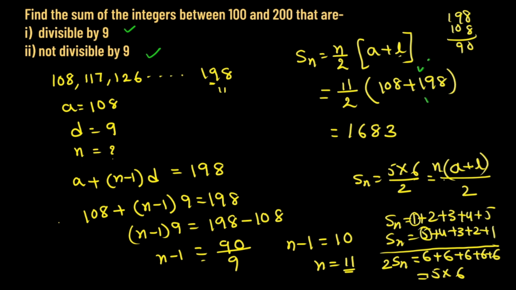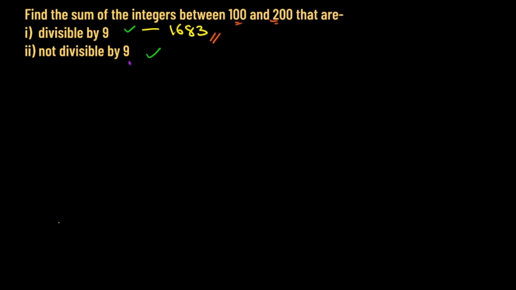So now we have found the sum of numbers divisible by 9, which is 1683. I am writing this number here, 1683. Now we will find the sum of those which are not divisible by 9. What are the numbers between 100 and 200? The starting number is 101, and the next numbers are 102 and 103, and so on. The last number is 199.